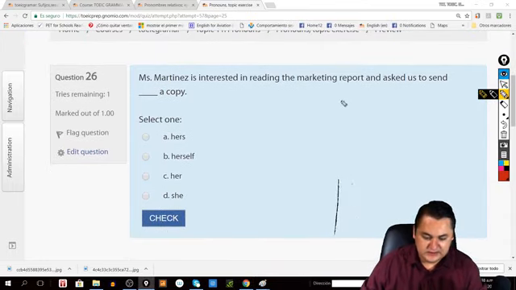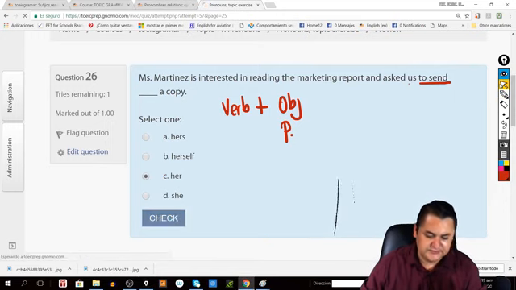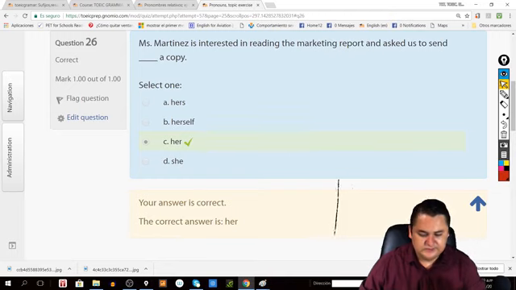In this exercise, we can see a task to send. Send is a verb, so I need an object pronoun. The object pronoun from the choices given is option C. To say, asked us to send her a copy.